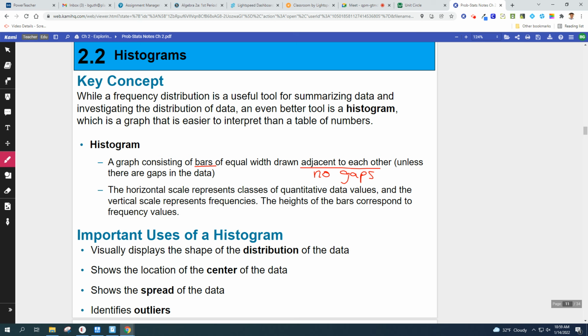Horizontal scale represents the classes. We talked about classes last time, or the categories, or the rows. And the vertical scale represents the frequencies. So it's the same information as last lesson with the frequency distribution, but it's just a picture of it, a bar graph of it. The heights of the bars correspond to the frequency values. So this might be a homework question.